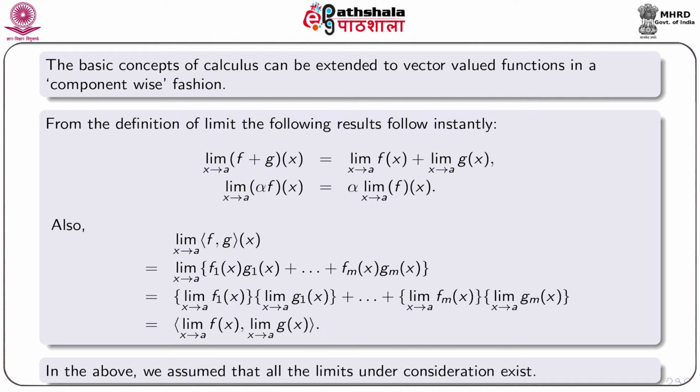We have a similar result whenever we consider the inner product of the functions f and g. The limit, extending to an inner product, of the inner product of f and g at x equals the inner product of the limit of f(x) as x tends to a and the limit of g(x) as x approaches a. In the above, we assumed that all the limits under consideration exist finitely.